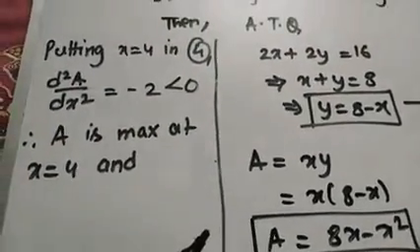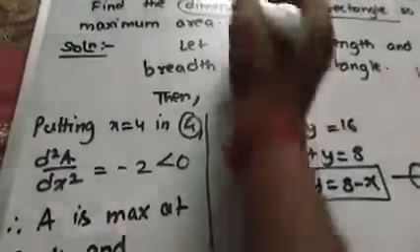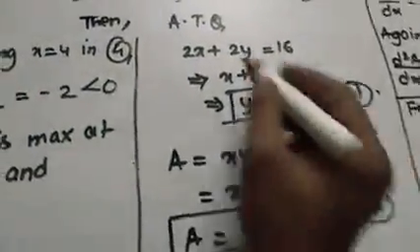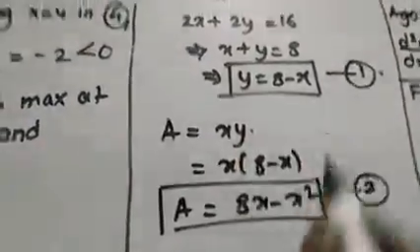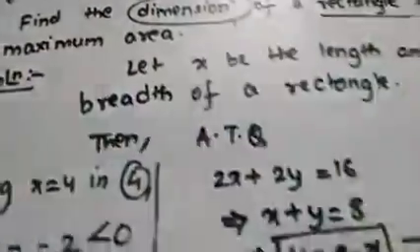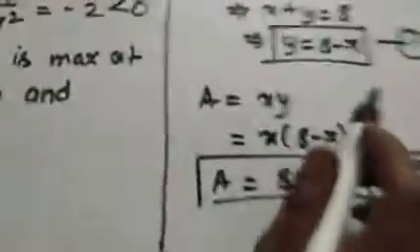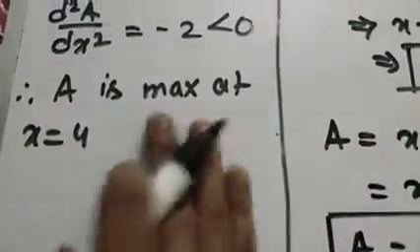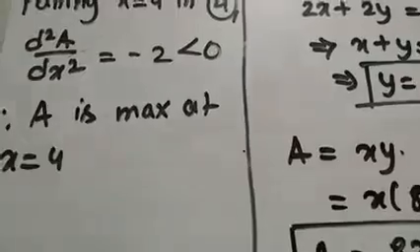what we have to find? We have to find the dimension, that is we have to find this area A. But see, the question demands to find the area of the rectangle. We have to find the area of the rectangle. So we got our x, so no need for that. So A is maximum at x equals 4. So we got our x.